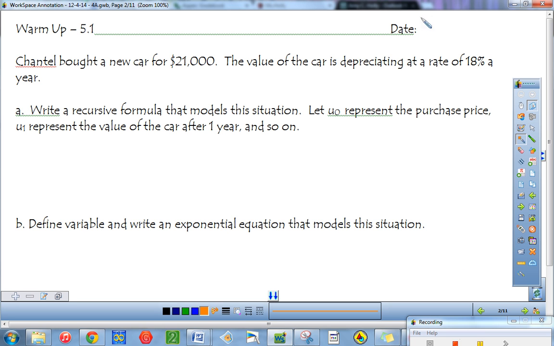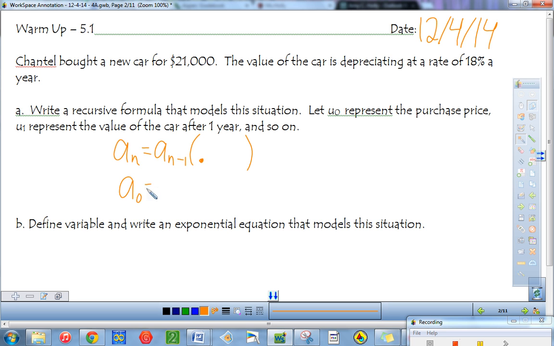Recursive formula. We do need a recursive formula. A sub n equals A, and open parentheses, point... So close. And then that's the new car, before it depreciates after you drive it off the lot.